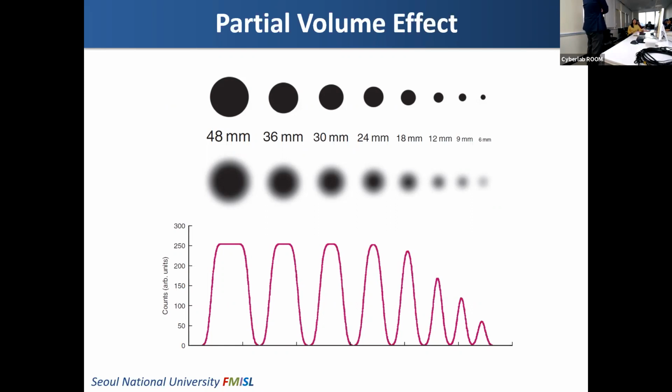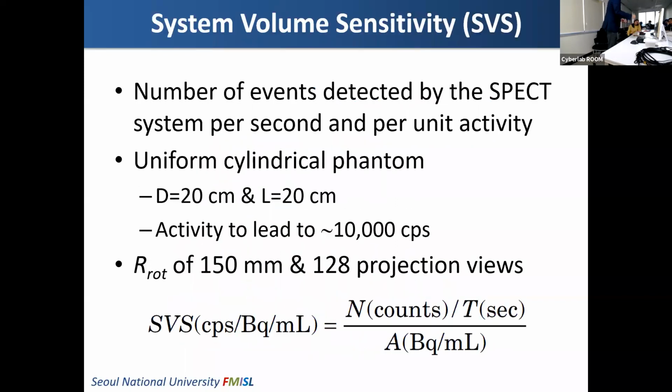Can the length of the cylinder be shorter for the uniformity check? For this, this was for system volume sensitivity. I mean, following the standard way is better, because if we have a short phantom, the scatter distribution may be different. So follow the standard.